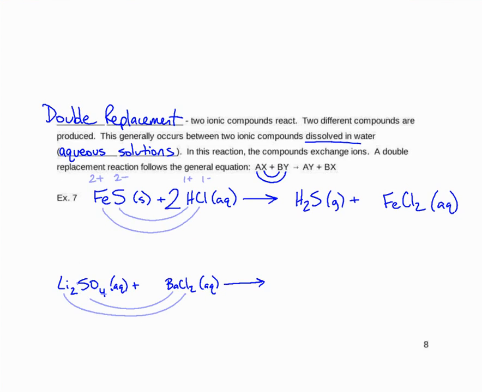So the charges for these: lithium, alkali metal, +1. Barium, alkaline earth metal, +2. Chlorine, halogen, -1.